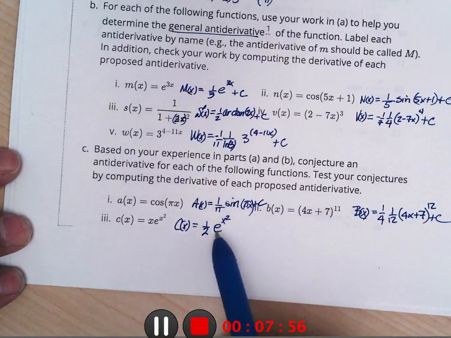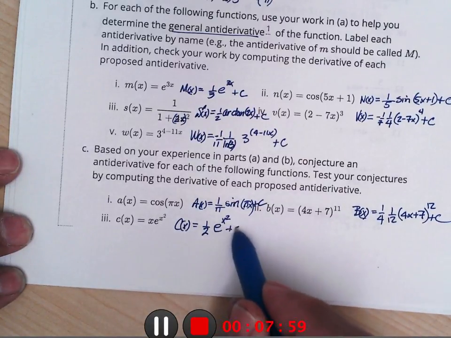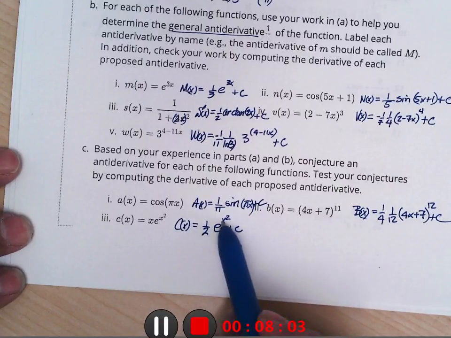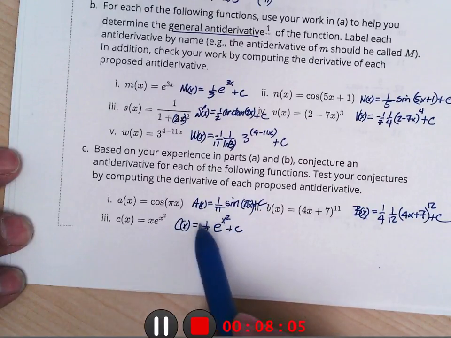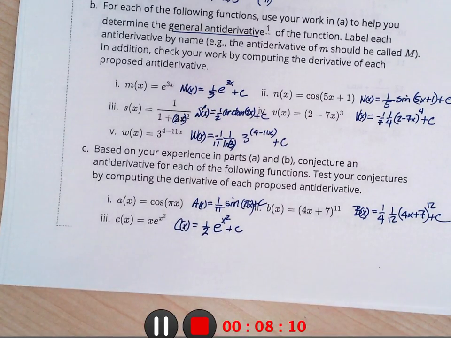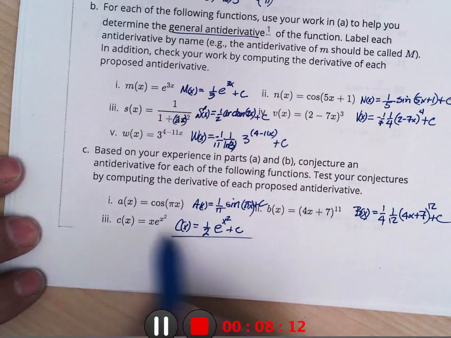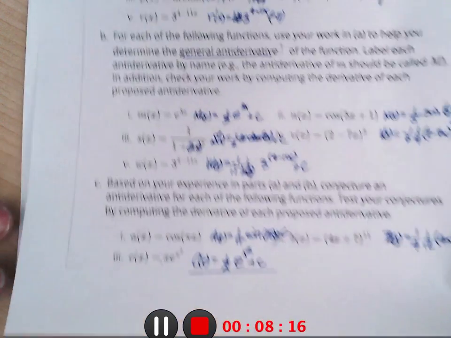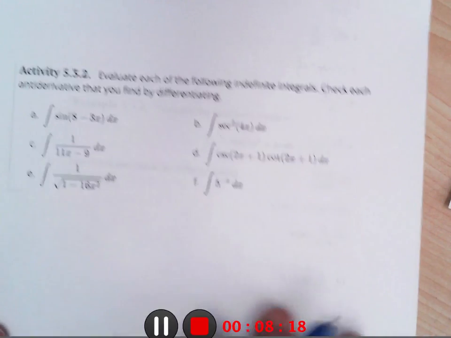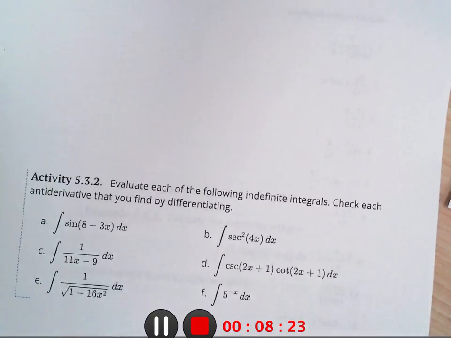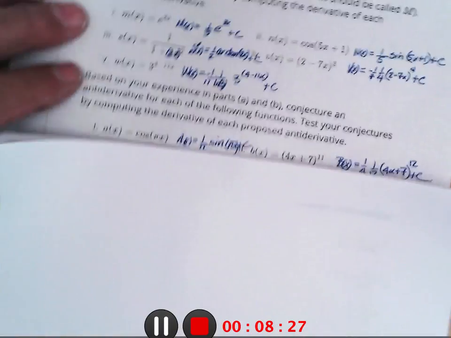1/2 e to the x squared plus c. Now the derivative of this would be e to the x squared times the derivative of that, which is 2x. The 2 would cancel, but the x would remain. So that's the antiderivative of that. So that was the preview activity. Now, we could have done those a little differently too, and that's what this section is also about.